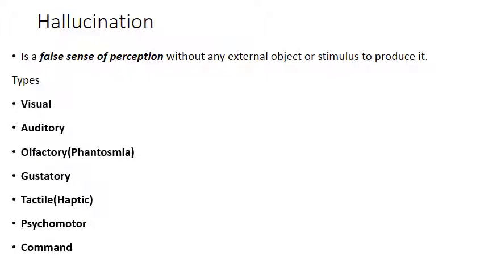In psychomotor hallucination, the person feels that one part of his body is moving continuously, but in reality it is not moving, it is there only. But he feels that his part of the body, like the hand or the leg or the head, is moving away from him.